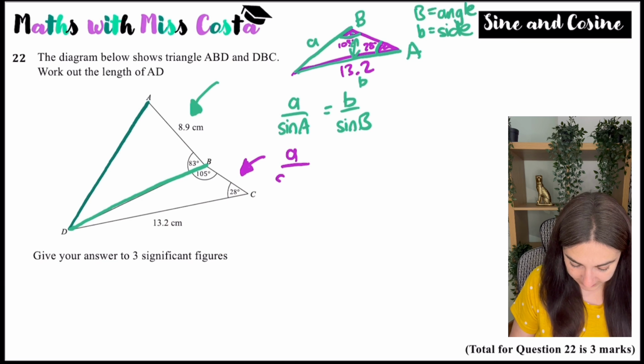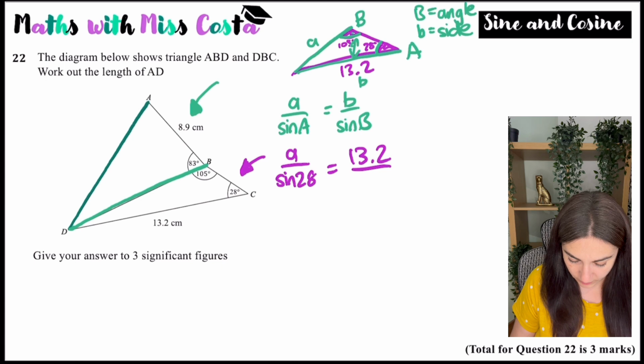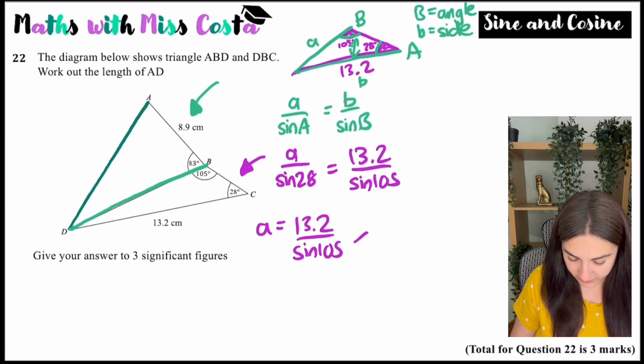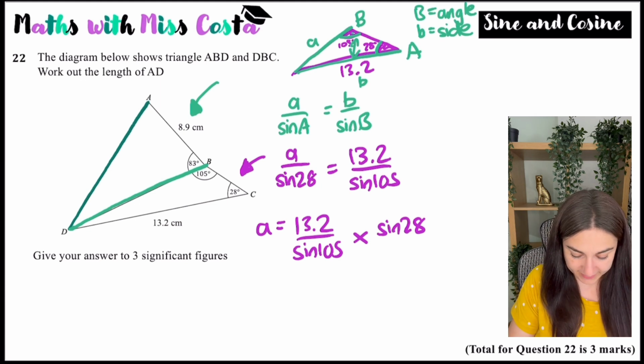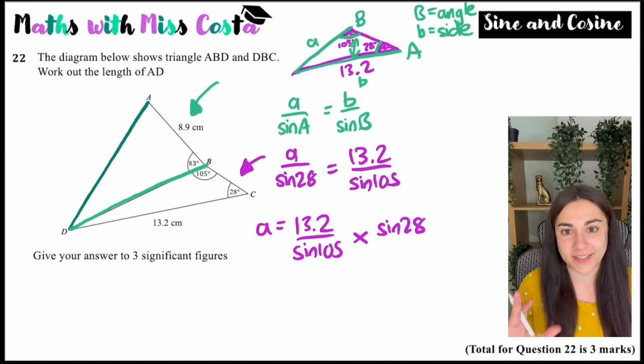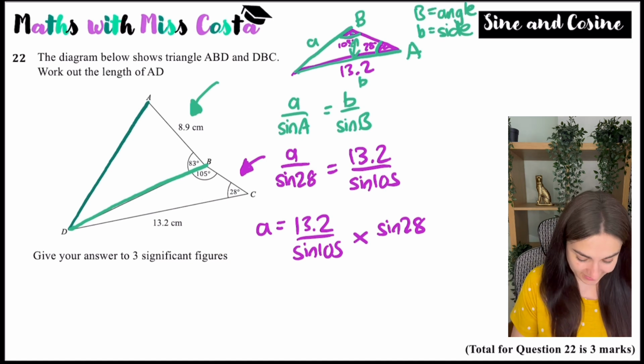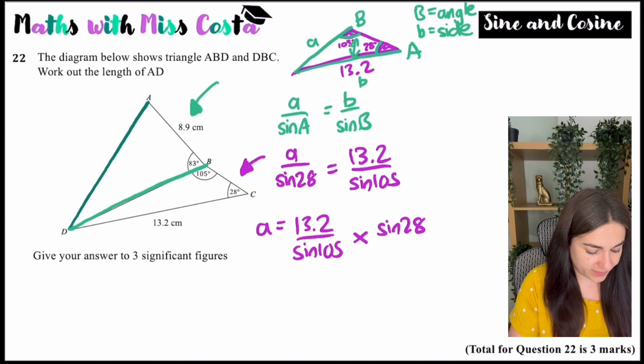So a over sine 28 must equal b, 13.2 over sine 105. Therefore, a must equal 13.2 over sine 105 times by sine 28. So a nice and easy one, really, to begin with. I'm just rearranging it to make a the subject. This is why rearranging formulas is so important. So 13.2 over sine 105 times by sine 28.